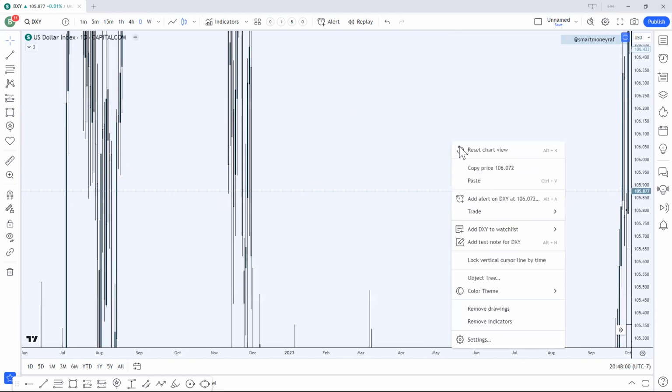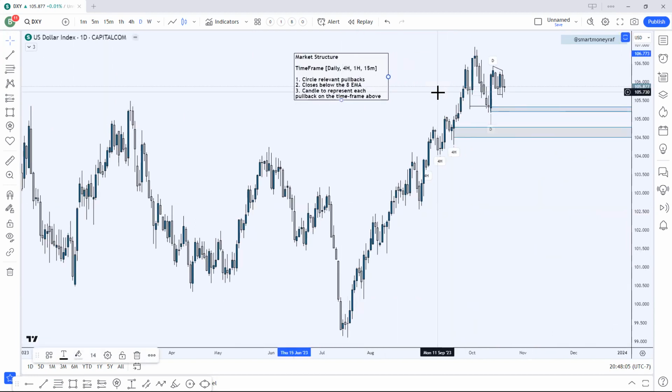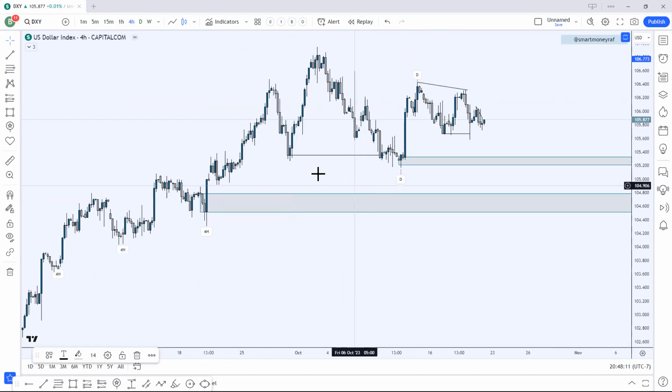I hope you guys learned a little bit as far as how I started from the weekly to really get the perspective, went down to the daily to find valid structure points, down to the 4-hour to find valid 4-hour structures. And really where I like to spend most of my time looking for structures is on the 4-hour and the 1-hour.